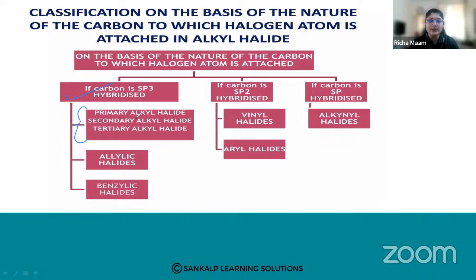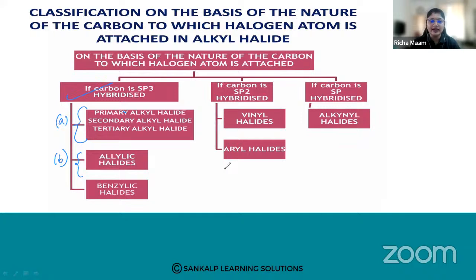So if the carbon is an sp3 hybridized atom, then based on the carbon to which the halogen is attached: if it is attached to only one alkyl group, it is primary alkyl; if next to two alkyl groups, it is secondary; and if attached to three alkyl groups, it is a tertiary alkyl halide. Then next, for compounds having an sp3 hybridized C-X bond, the second classification is allylic halides.